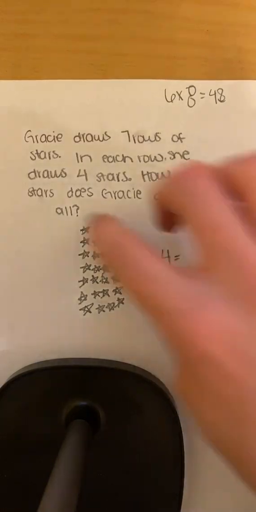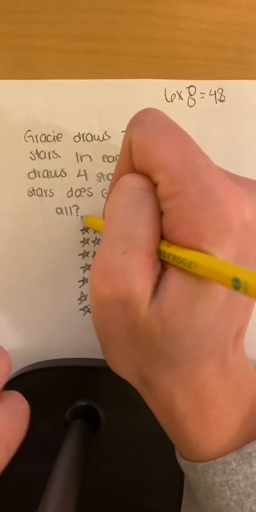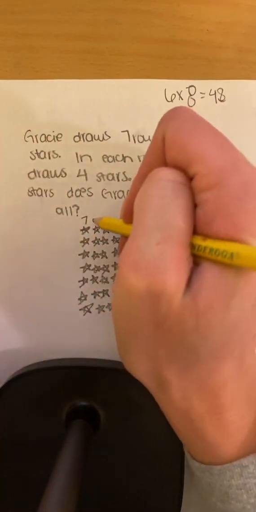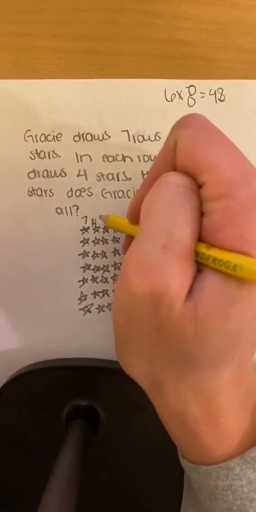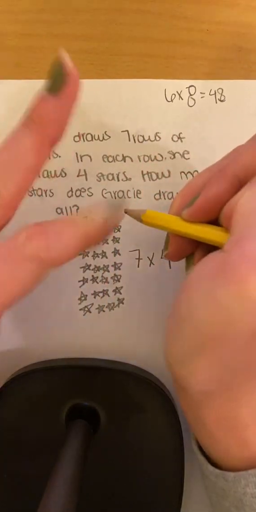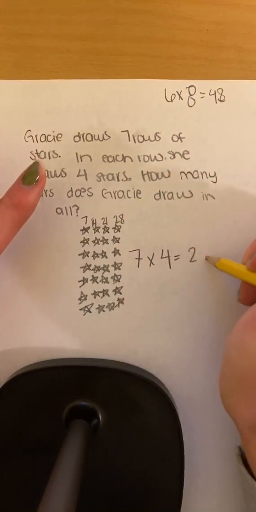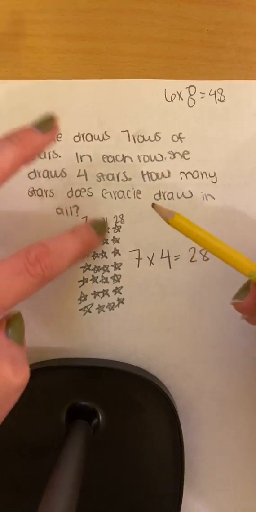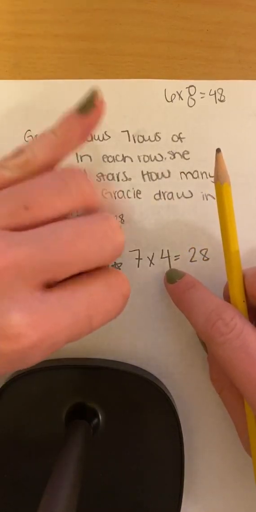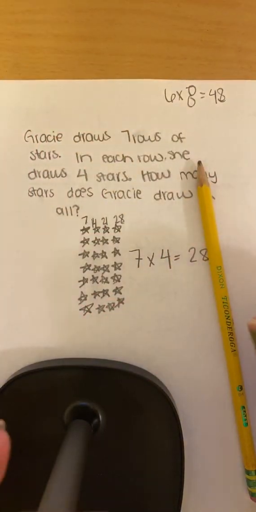So now, instead of counting each individual star, we're going to skip count. I know that this is 7. My second finger would be 14. And then after that, 21. And then after that, 28. And remember, if I get stuck too, I can go 7. All right, so my next row has 7. So it could be 8, 9, 10, 11, 12, 13, 14. So you can go up that way.